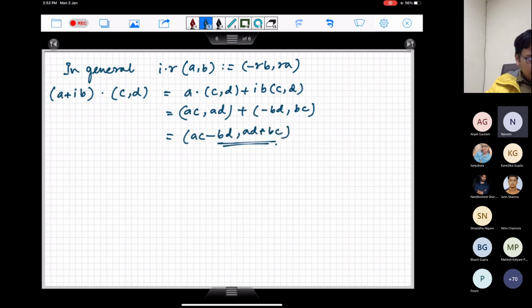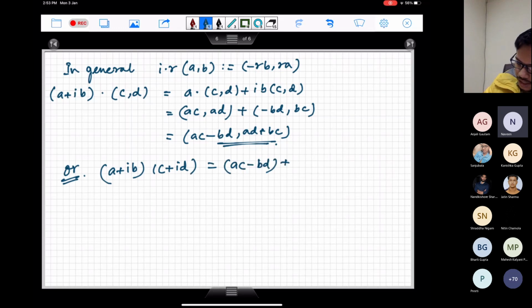Okay. So therefore, what I get is that this one is the multiplication of complex numbers, or I can say that a plus ib times c plus id is ac minus bd plus i times ad plus bc. Okay, so that's number one.